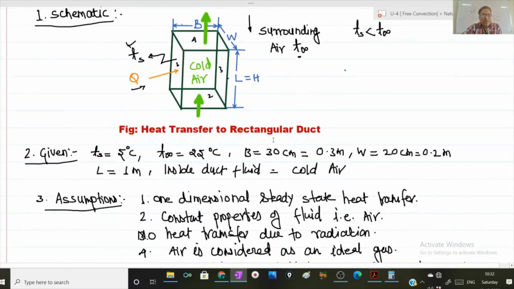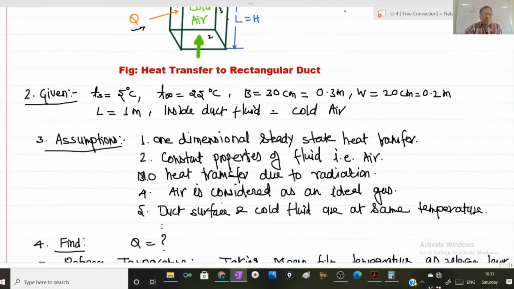After drawing the schematic, let us enlist all the given things. So duct surface temperature is given as 5 degrees Celsius. Surrounding temperature is given as 25 degrees Celsius. Width is 30 centimeter, 0.3 meter. Breadth 20 centimeter, 0.2 meter. Length we have been given to assume as 1 meter. And inside duct fluid is cold air. Why have I mentioned this cold air? Because we are assuming that cold air and duct surface temperatures are same.